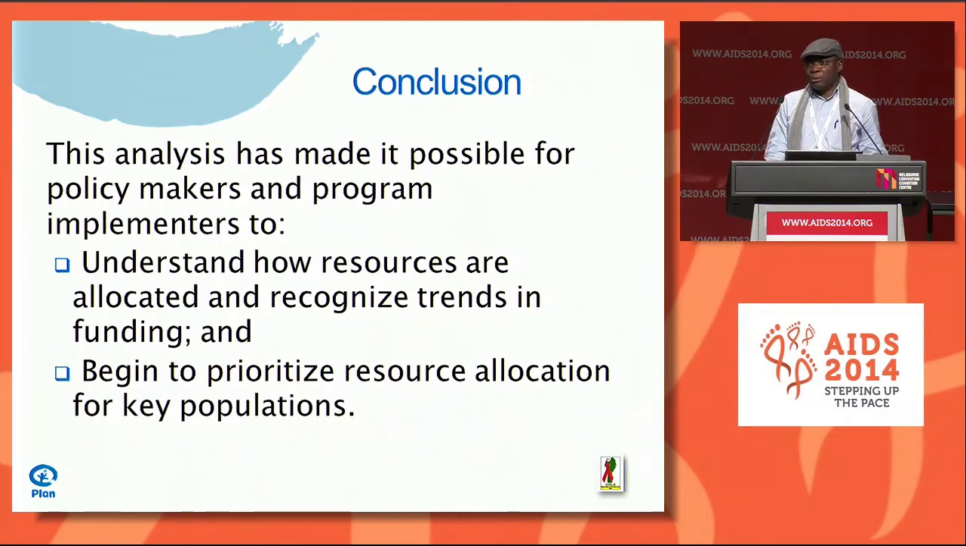In conclusion, we would like to say that policy makers and program implementers have to understand that the resources need to be allocated and recognize the trend in funding, and to begin prioritizing resource allocation for key populations. We need to move with the epidemiology of HIV/AIDS and allocate funds according to the situation.